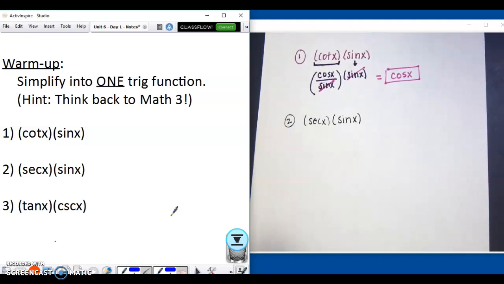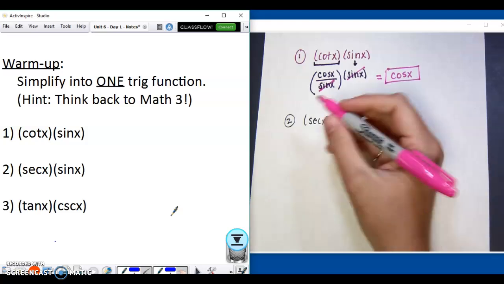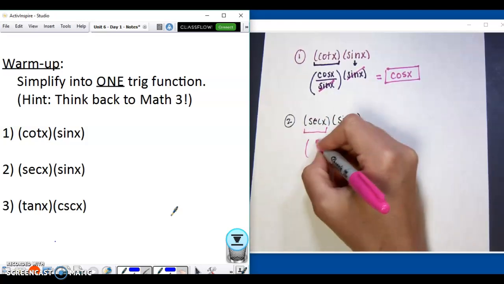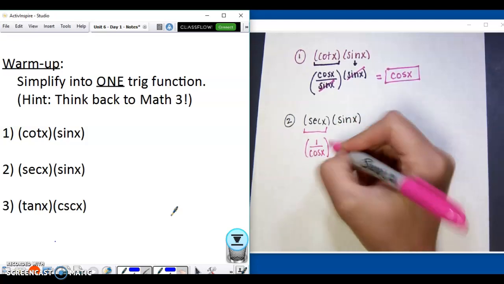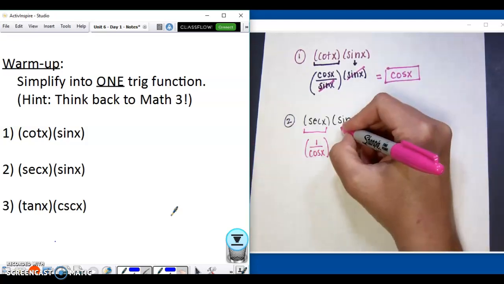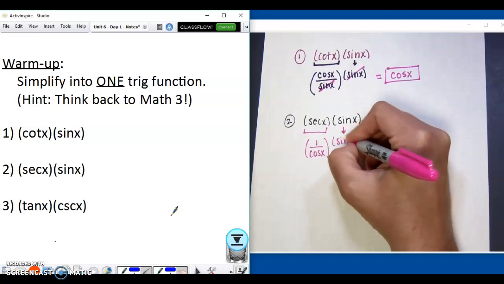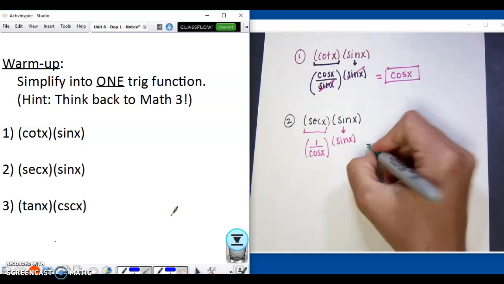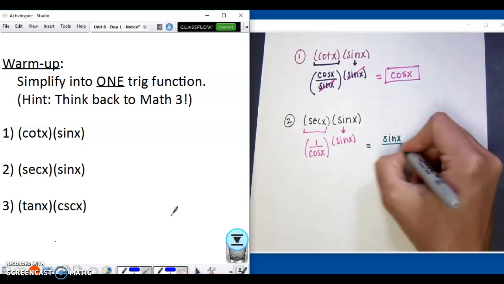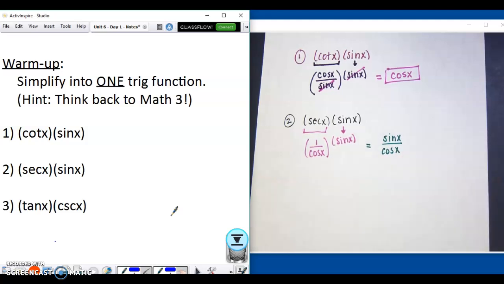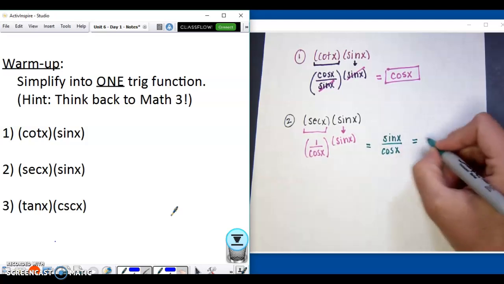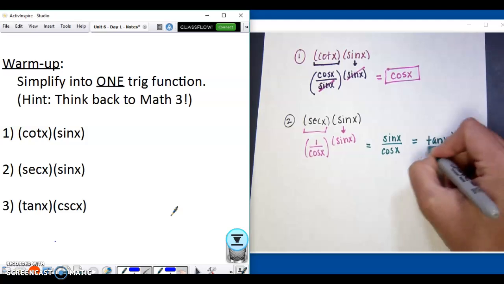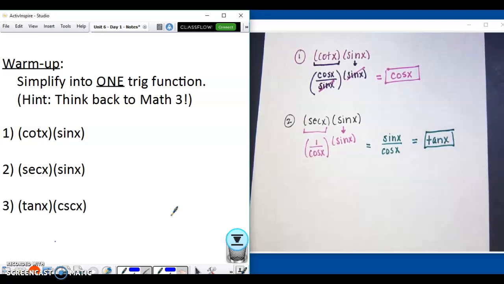Okay, so we want to rewrite secant x. Secant goes with the trig function cosine. So secant is the same thing as 1 over cosine x. And then we're going to keep sine x like it is. So this time nothing cancels, okay? But we have sine x left in the numerator over cosine x in the denominator. Well, sine over cosine is tangent x. So we rewrite that as one trig function as tangent x.